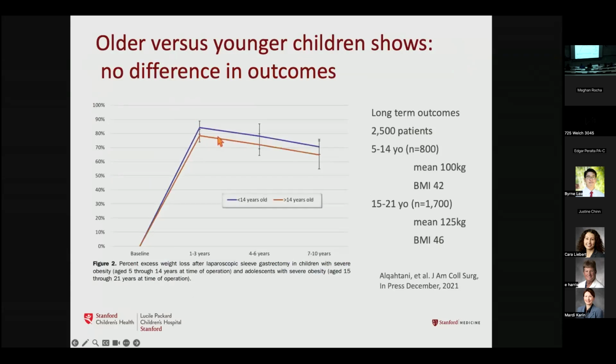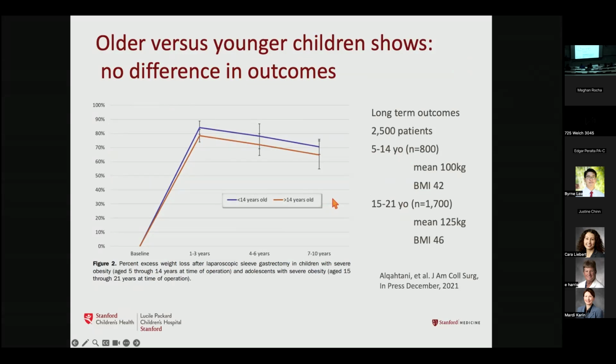If you look at older versus younger children, the outcomes are basically the same. We looked at long-term outcomes of 2,500 patients, and we found that the young ones, and this is Dr. Al-Qahtani's work again, had the same weight loss as the older patients.